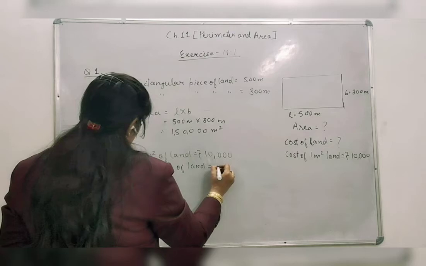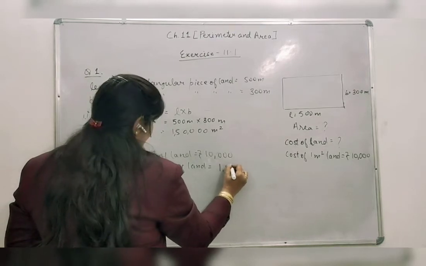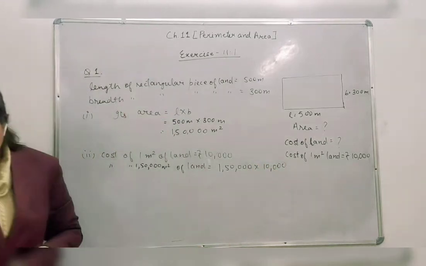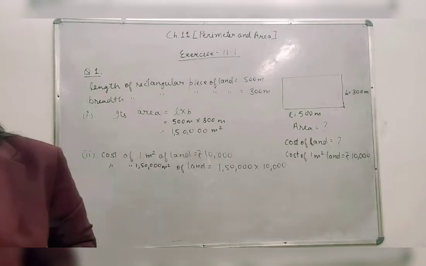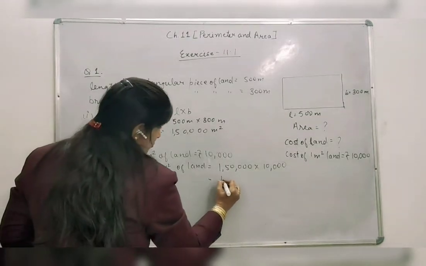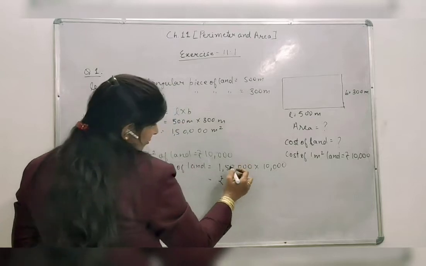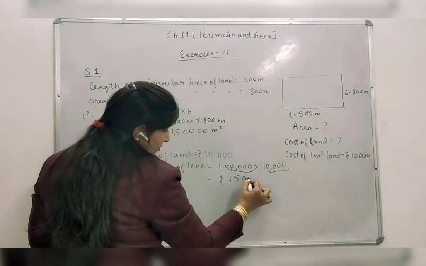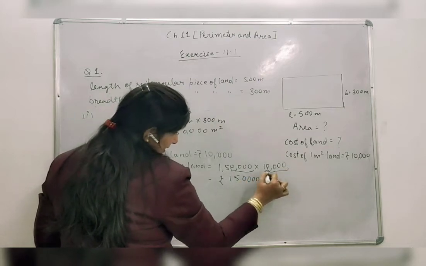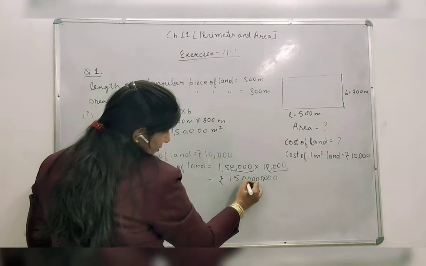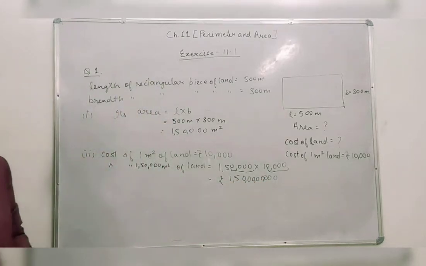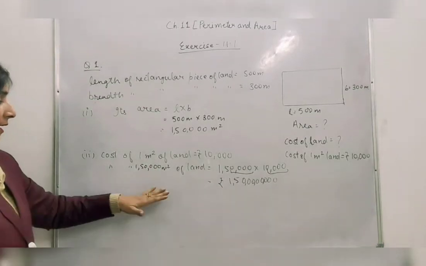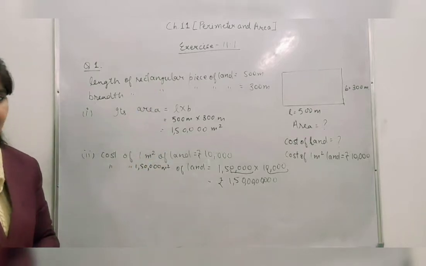So for that, what can we do? We can just multiply 1,50,000 with 10,000. It's a big amount after solving. So how much rupees? Now for this, don't be confused, just count the zeros to multiply. 4 zeros here, 4 here. So 1, 2, 3, 4, 5, 6, 7, 8. And then you can put the commas with the rules as you have learned. In the Indian system I have put the commas. So this much rupees is the value of this complete land.